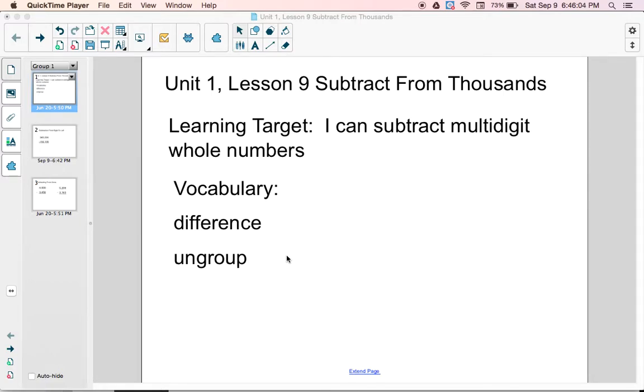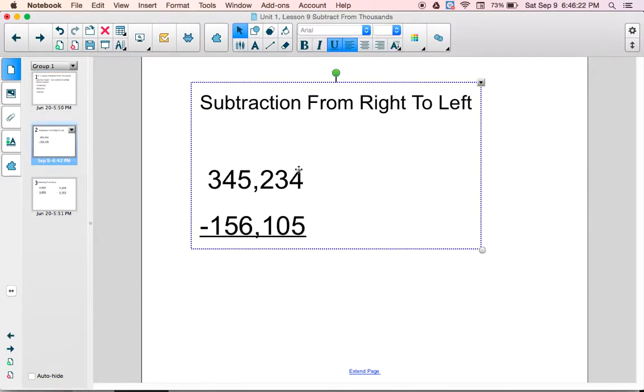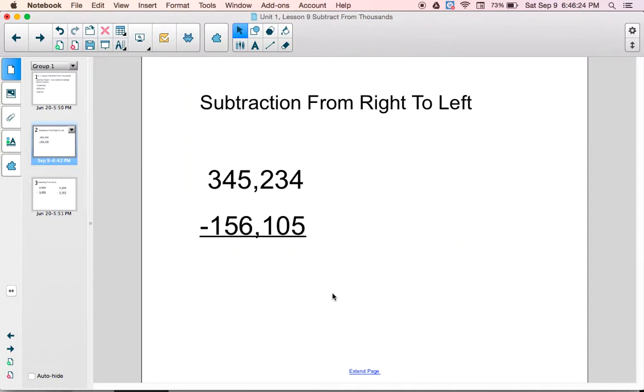We're going to go ahead and take a look at Unit 1, Lesson 9, Subtract from Thousands. After this lesson, you should be able to subtract a multi-digit whole number. Some of the vocabulary we might be using is the word difference or ungrouping. So let's go ahead and get started. I'm going to show you the subtract from right to left method.